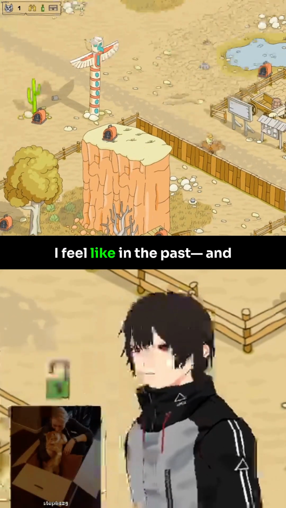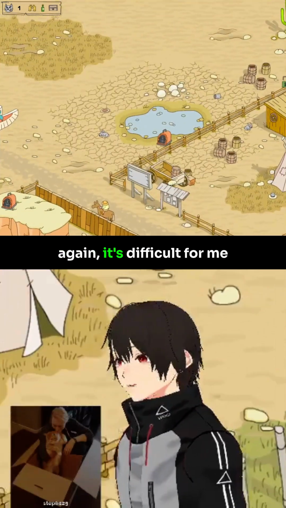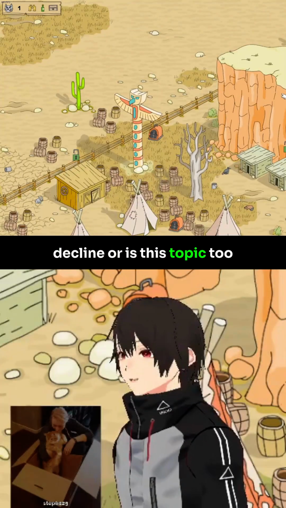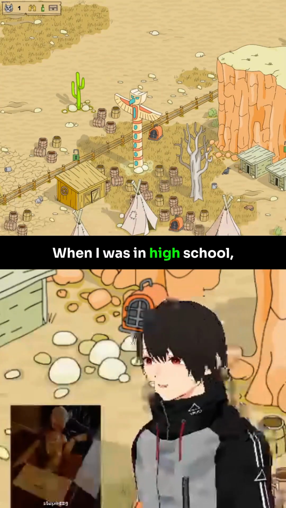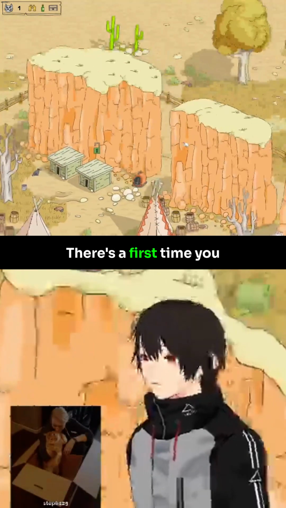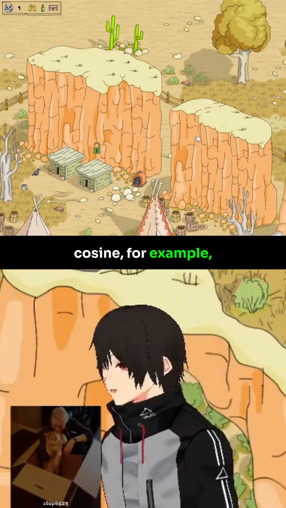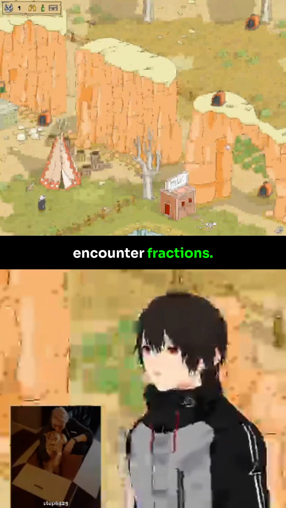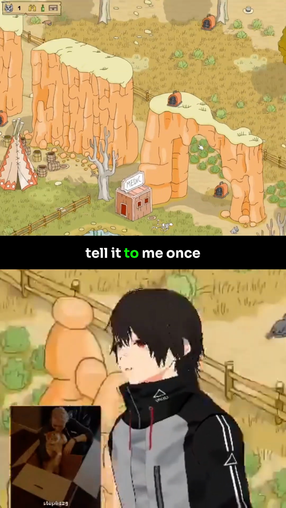I feel like in the past, again, it's difficult for me to know, is this cognitive decline or is this topic too far out of my level? Like, when I was in high school, they're introducing new symbols all the time. There's a first time you encounter sine and cosine, for example. There's a first time you encounter fractions. And I felt like I was just like, yeah, you tell it to me once and I got it, right?